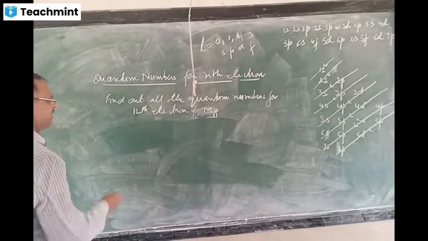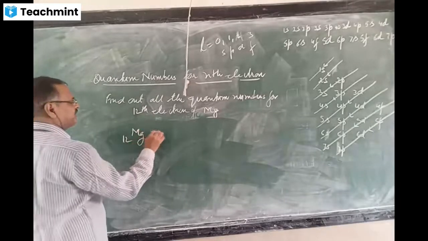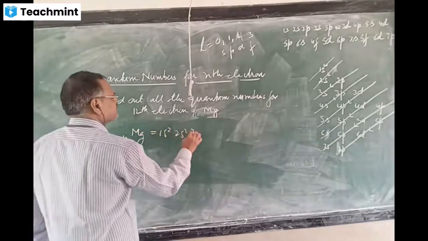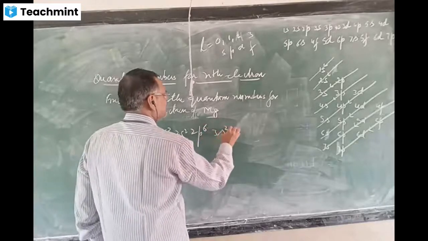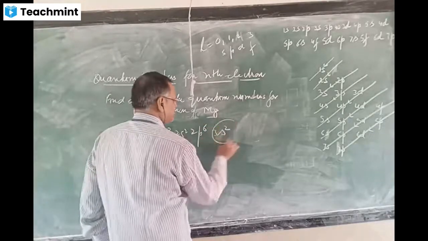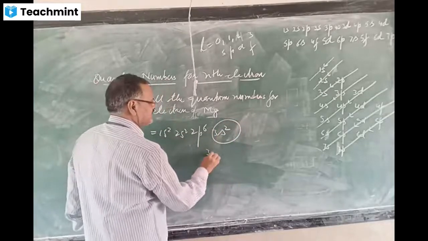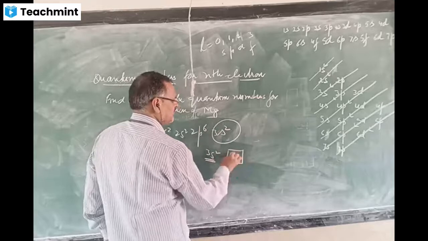12th electron of magnesium. So first of all, write the electronic configuration of magnesium. 1s2, 2s2, 2p6, 3s2. So 10, 11, 12. Your electron is coming here, 3s2. Now you fill up the electron, 1, 2.